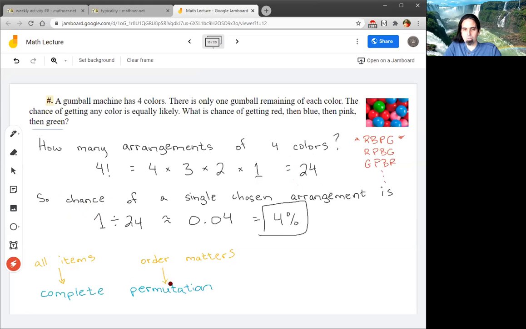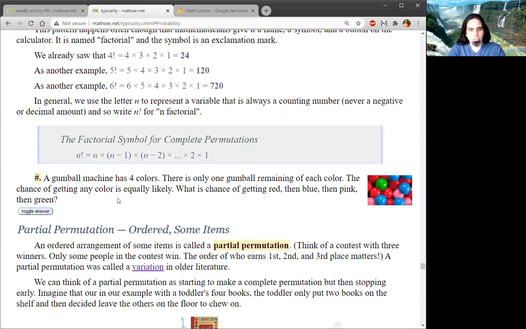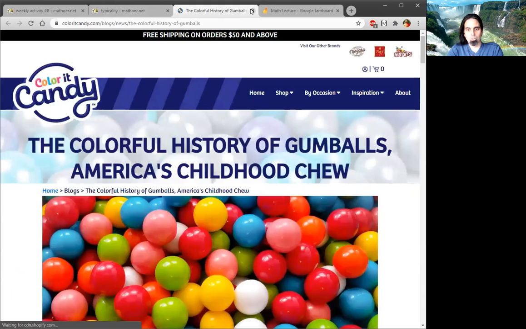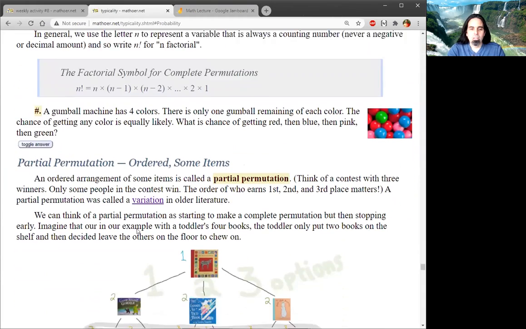So that's a complete permutation. We use the factorial to find the total number of arrangements and then maybe do some math with it because of a different question. Okay, compare and contrast. We'll keep going. By the way, secret links are all over the place. This one is the colorful history of gumballs.